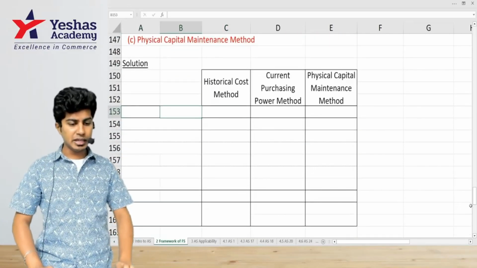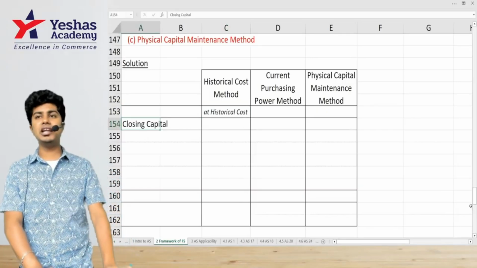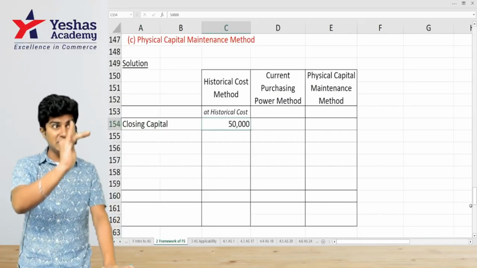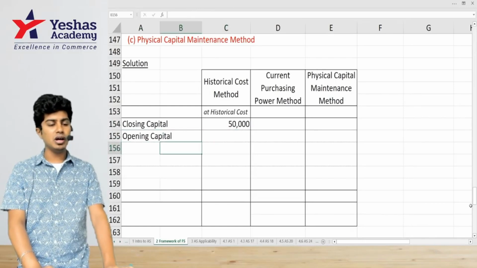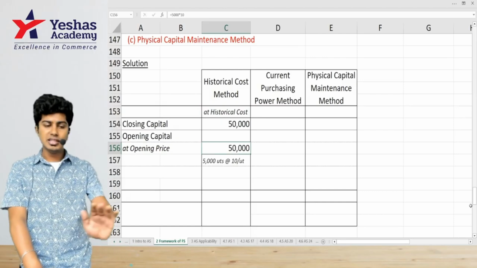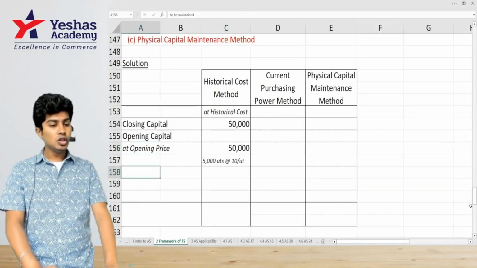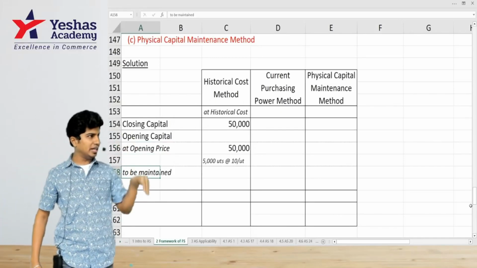Help me with this. Here we'll record it at what rate? Historical. How much is the closing capital given in the question? 50,000. This is already given in the question. This is the level it is at. Opening capital is also 50,000. How? I've told you, opening: 5,000 into 10, 50,000. This is data in the question. Now, you tell me how much capital should I maintain? Same capital. Capital cannot decrease.